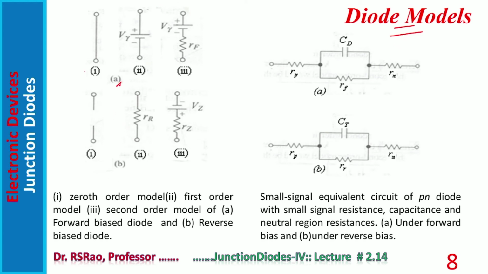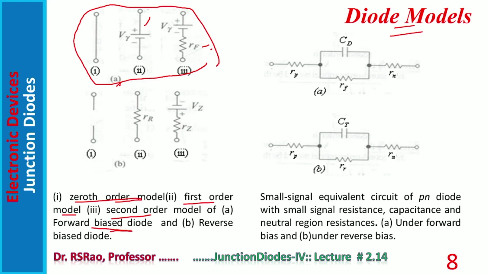Certain diode models are shown here. In A, 3 models are there. The first one is called the 0th order model. The second one is called the first order model. The third one is the second order model. These 3 are for a forward bias diode. Depending upon the exactness you require, you can go for either 1 or 2 or 3. Out of these 3, the third one is more exact than the remaining 2.